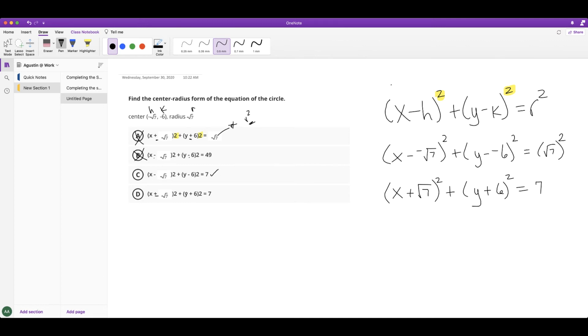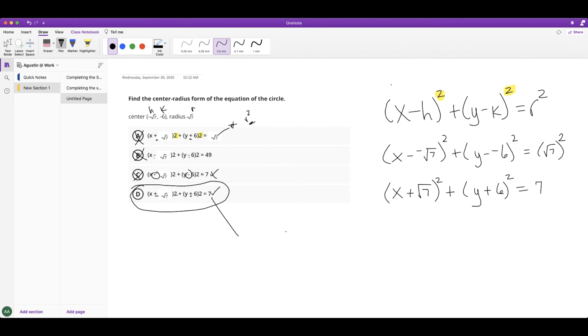Actually, no, take that back. It should be plus, right? This should be a plus. This should be a plus. So now this one's out too. Plus, plus, plus, and it's 7. So that's your answer, letter D. So be careful on your r.